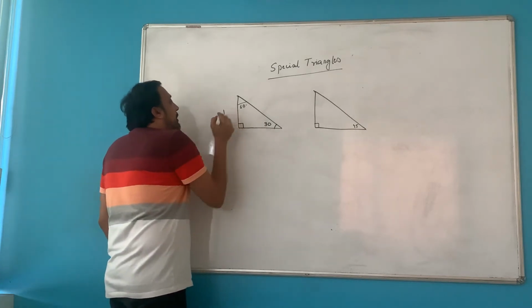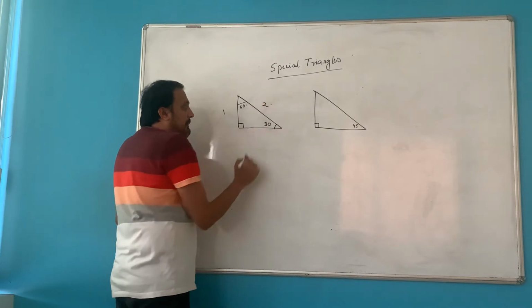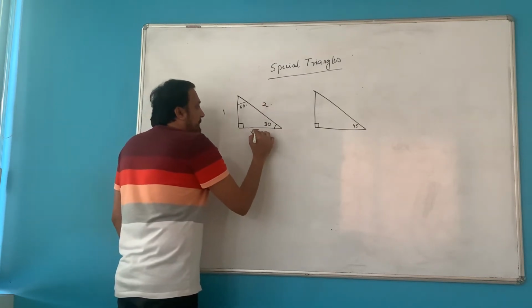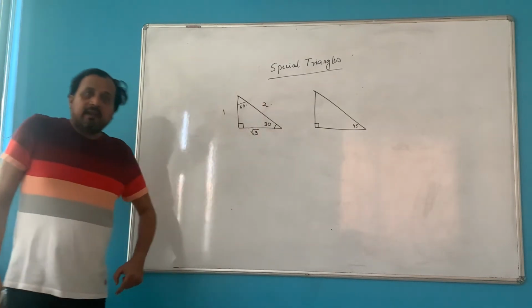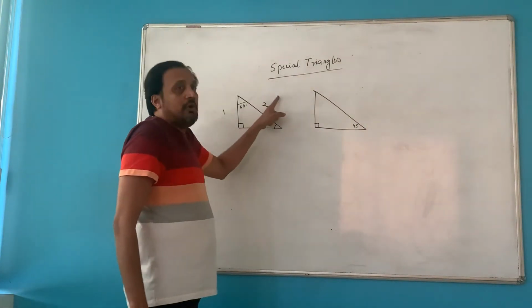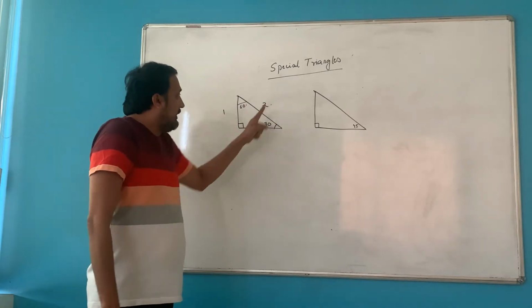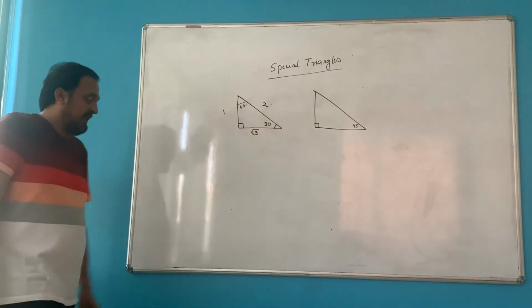If the side opposite 30 degrees is 1, then your hypotenuse will be 2 and the base will be root 3, which means your ratio of sides will be 1, root 3, 2. This is how I remember it: 1, root 3, 2. This is how you remember the ratio of sides.